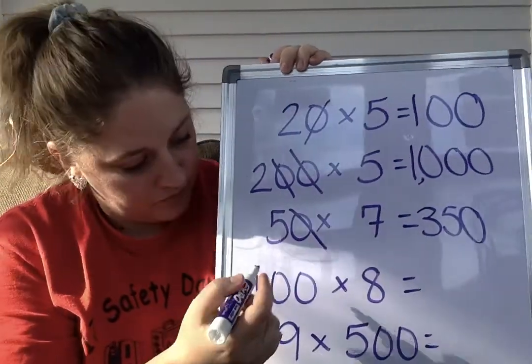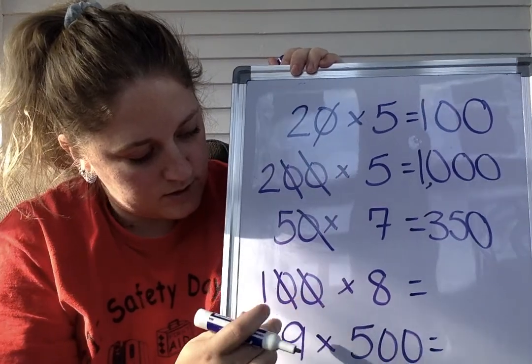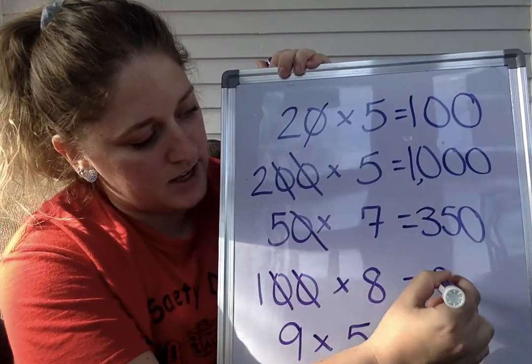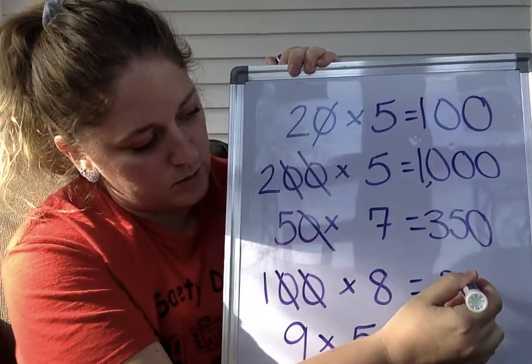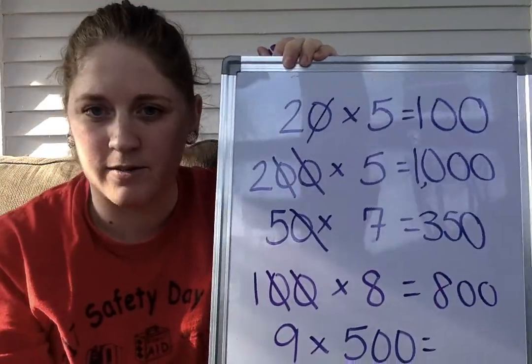100 times 8. Take off those 2 zeros. 1 times 8 gives me 8. Those 2 zeros go back on the end for 800.